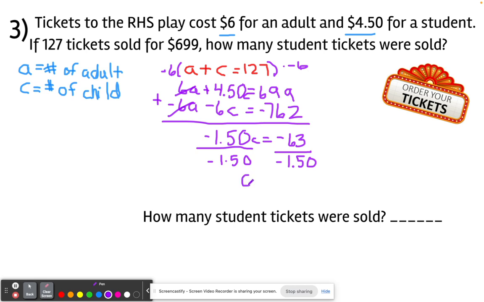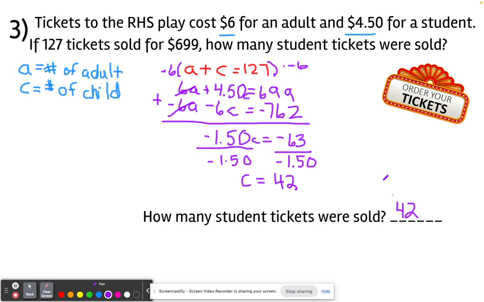And I believe it is 42, but I am going to verify that. -163 divided by -1.5. That was not correct. 63 divided by 1.5. I think I did 163 for some reason. I went through all that. It took way too long to find out, yes, it is 42. So that actually answers my question. How many student tickets were sold? It was 42. But let's just verify other stuff.